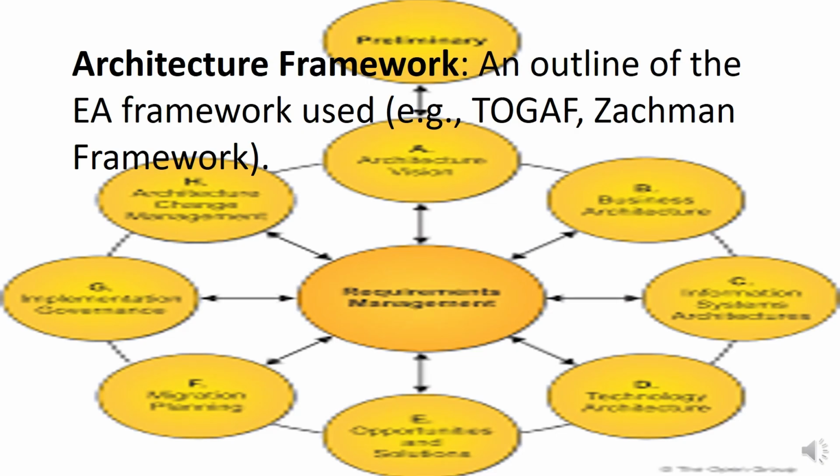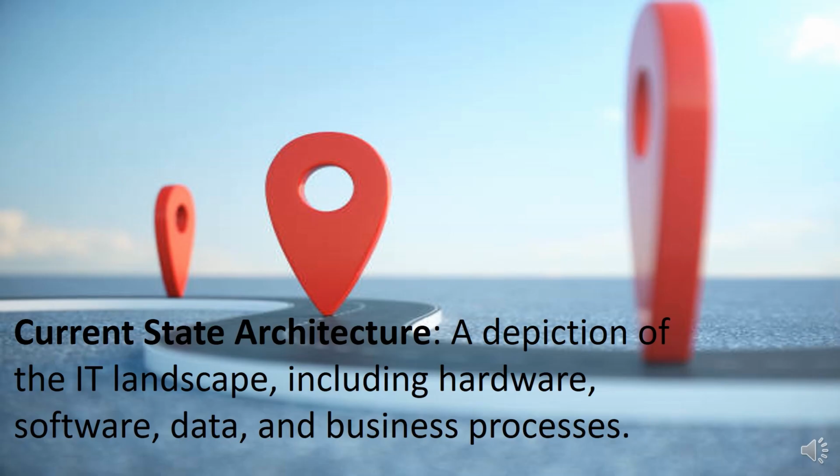Next comes the architecture framework, an outline of the EA framework used, for example, TOGAF or Zachman framework. Current state architecture, a depiction of the IT landscape, including hardware, software, data, and business processes. We shall delve deep into this later on in one of the tutorials.